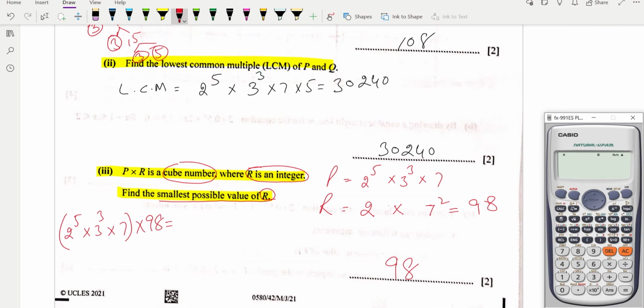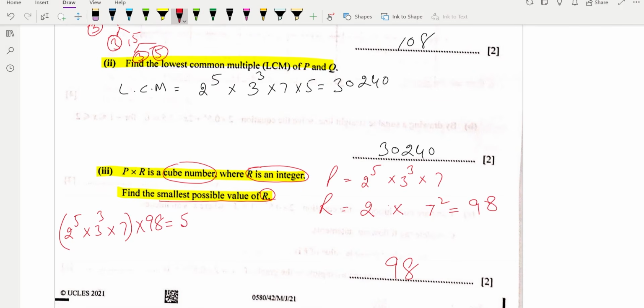So we will write in brackets 2 raised to 5 into 3 raised to the power 3 and multiply by 7, bracket close, and multiply by 98, and the number we are getting is 592704. Now according to the condition of the question, if we take the cube root of this number, we should get a whole number. So we should get an integer, right?